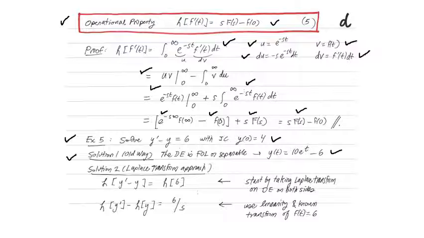Now we're going to go ahead and see what a Laplace transform approach to that problem looks like. The first step with a Laplace transform approach is to take the Laplace transform on both sides of the differential equation. Next, we use linearity on the left-hand side. The Laplace transform of a difference is the difference of Laplace transforms. And we know the Laplace transform of 6 is 6 over s, so we plug that in there.